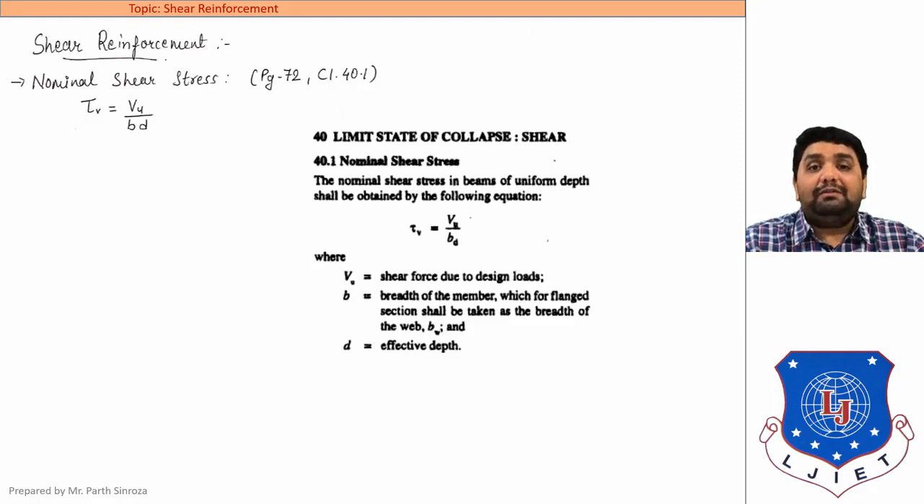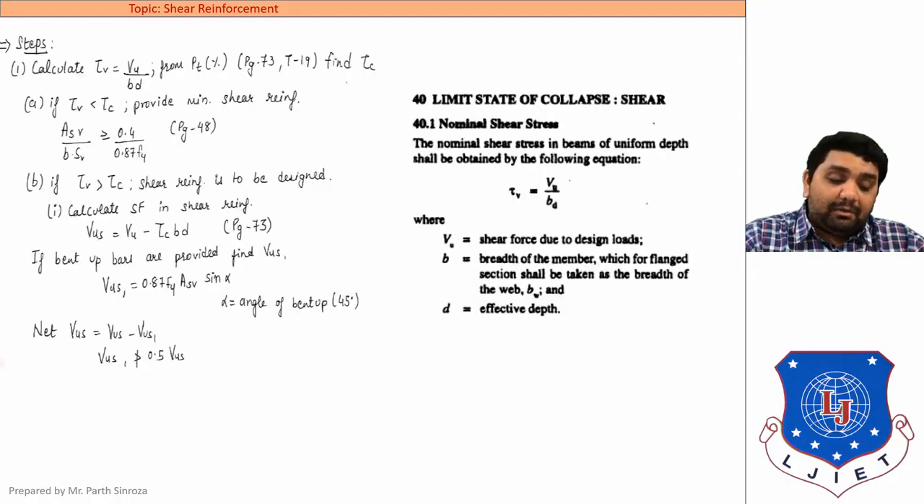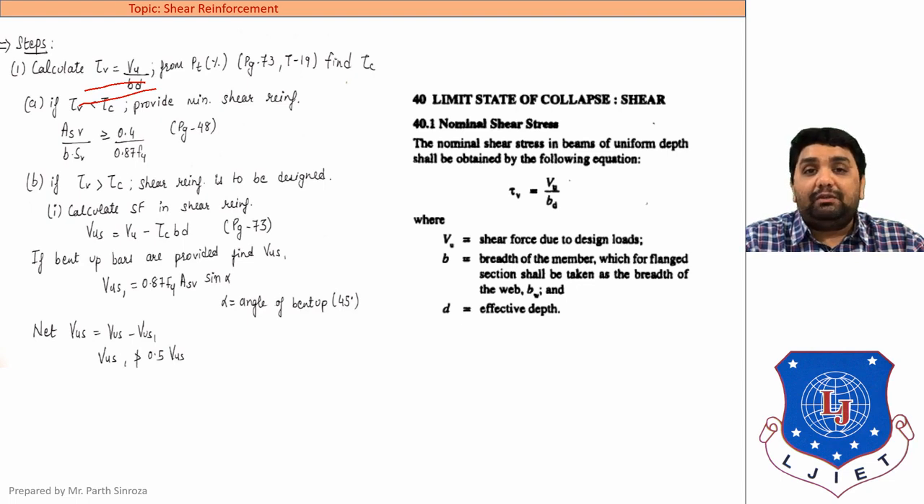So it will be beneficial for you if you write these steps that we will be dealing with and also mention the page numbers referring to it. It will be helpful to you while solving these numericals on your own for examination purpose. So beginning with the steps, the first step will be to calculate tau v. Our first step will always be to calculate tau v, and as we have seen, we can get it from page number 72 here, that is tau v equal to Vu by bd.